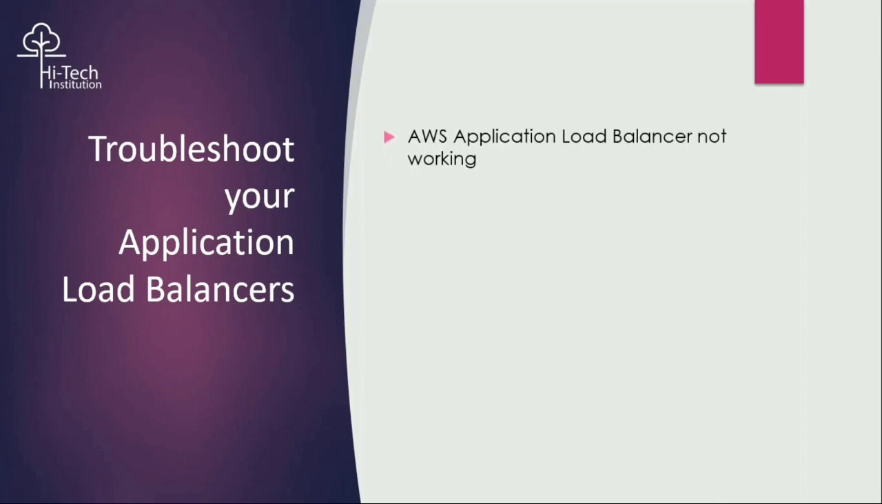First one, AWS application load balancer not working. When your customer, or during your interview, somebody asks what you will do when your AWS application load balancer is not working, here is your answer. There was another question: clients cannot connect to an internet facing load balancer. Another scenario is when the interviewer asks what you will do, what areas you will check, when a client is not able to connect to the internet facing load balancer. That can be question number 2.